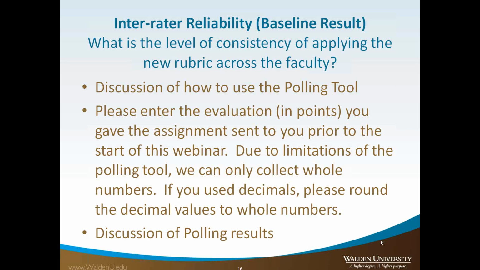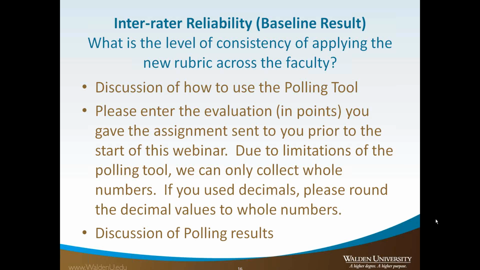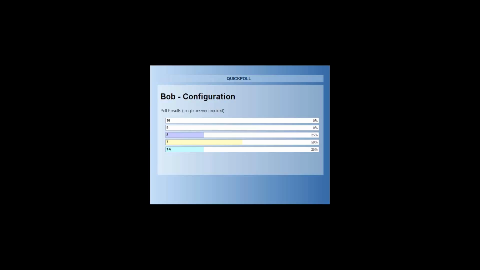As you'll see on your screen, if you could give Bob the score that you gave him for configuration. Should be coming up. There we go. We're at 12%. I'll give you all a few more seconds to input your score for Bob for configuration. Okay, I'm going to be closing the poll at 16% response. And this is how it appeared. Okay, we've got, again, a spread here.